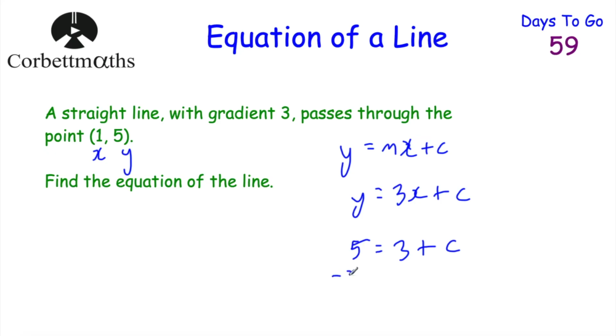So we get 5 is equal to 3 plus c. Now we just solve this, we take away 3 from both sides of the equation. 5 take away 3 is equal to 2, and that's equal to c. So we get c is equal to 2. So we've got y is equal to the gradient, that's 3x, and then our plus c, that's where it crosses the y-axis, which is 2, so plus 2.